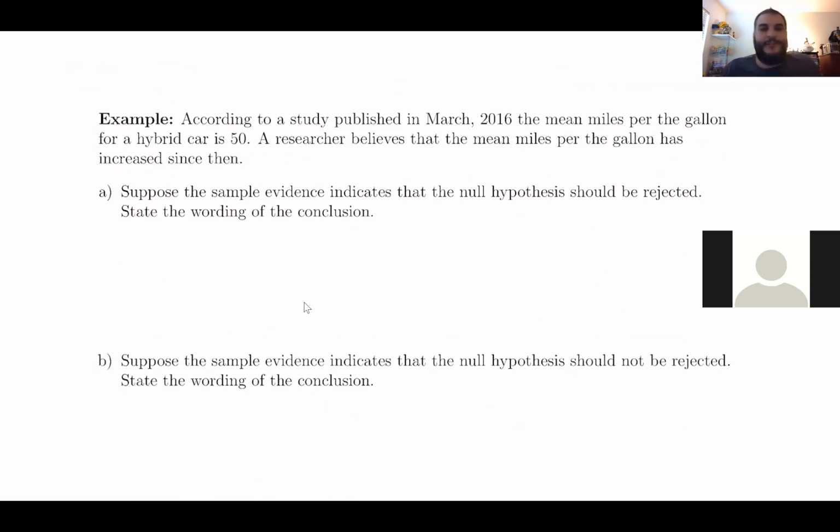For this one, it says according to a study published in March 2016, the mean miles per gallon for the hybrid car is 50. And it says a researcher believed that the mean miles per gallon has increased since then. If you remember, last week when we did the null hypothesis and the alternative hypothesis, we said the mean is equal to 50, and the mean is greater than 50.